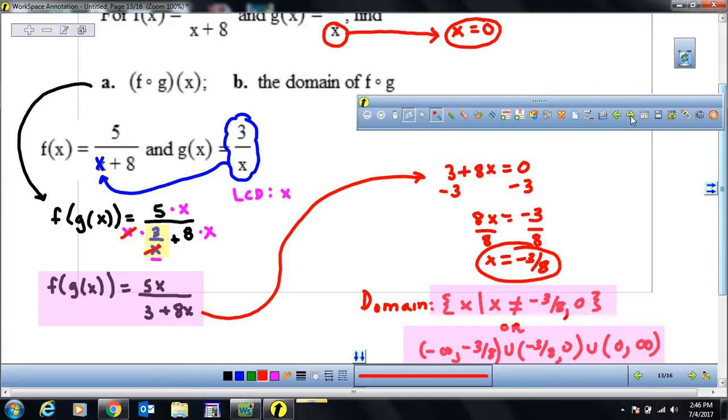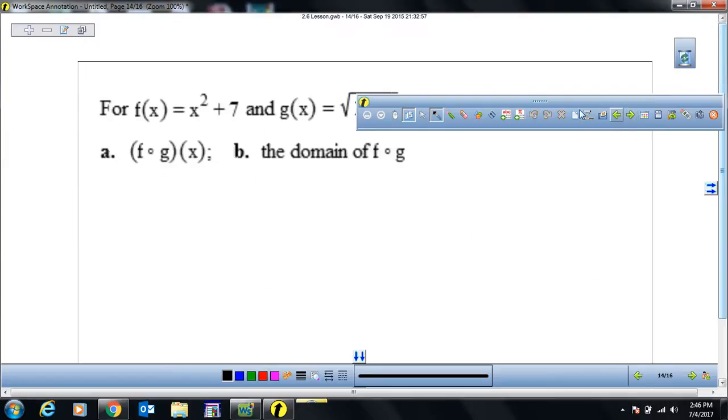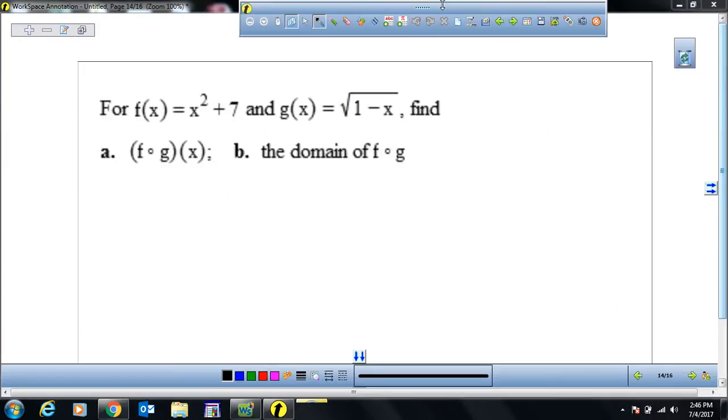Let's go ahead and answer one more question on finding the composite function, but we're going to use different types of functions this time. So for f of x equals x squared plus 7 and g of x equals the square root of 1 minus x, we're going to find the function f of g of x and the domain of the function f of g.